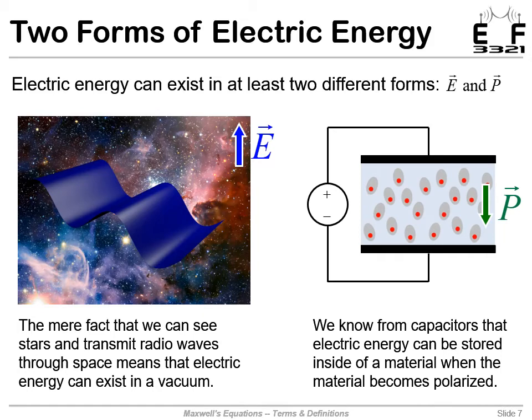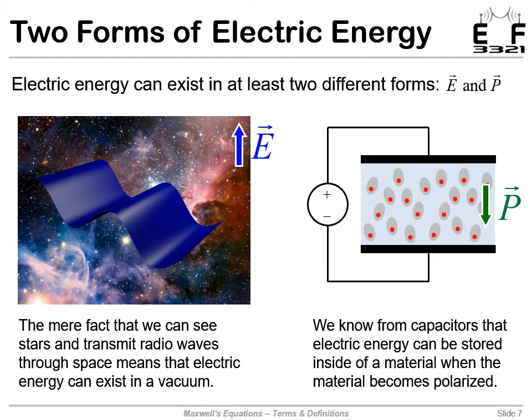We also know that we can store electric energy in the form of displaced charge in materials. Very often capacitors are loaded with a dielectric, and that dielectric can store electric energy. We will call that the polarization of the material. Now later on when we get to waves, we'll be talking about the polarization of waves, and we'll also be using that variable P to describe that.